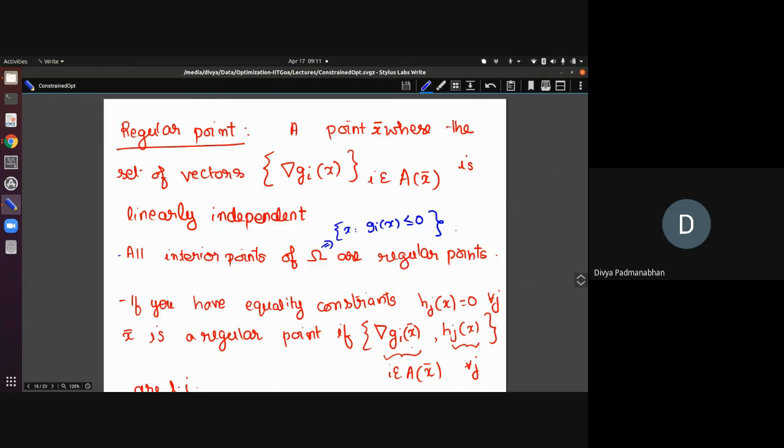Okay, now consider the case where you only have inequality constraints. If you look at all the interior points of the set, all the constraints are inactive at such an x. And so by default, the set of active constraints is empty, and the condition that everything in the active set is linearly independent is trivially true, because the active set is anyway empty. So all the interior points are also regular points.